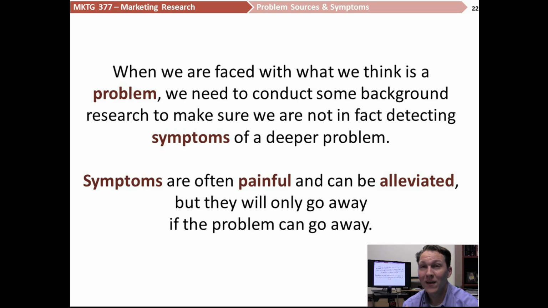The problem, or the mistake that we make when we address the symptoms, is that we're not addressing the problem. And this can mean that we continually are in a state of alleviating symptoms, but we're not actually making the problem any better. In fact, we might be making it worse by letting it go on and on and on.